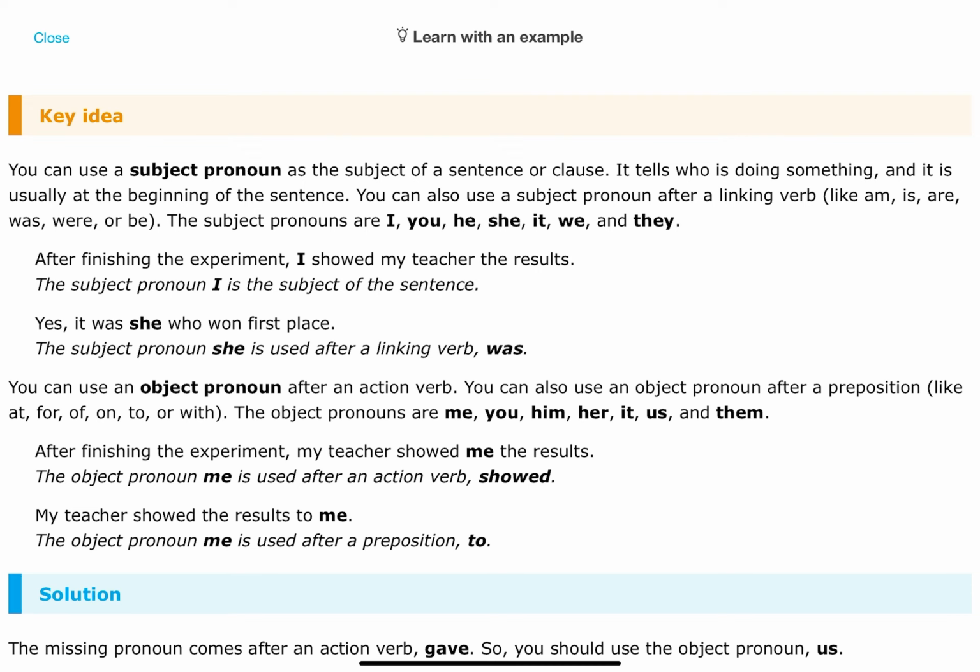For example, after finishing the experiment, I show my teacher the result. So here we have the subject pronoun I.